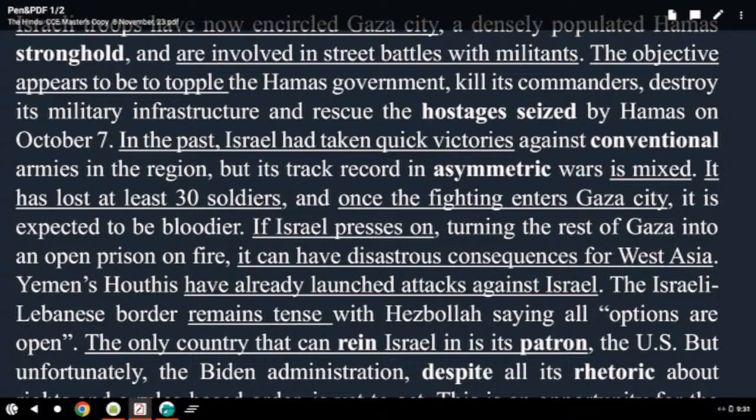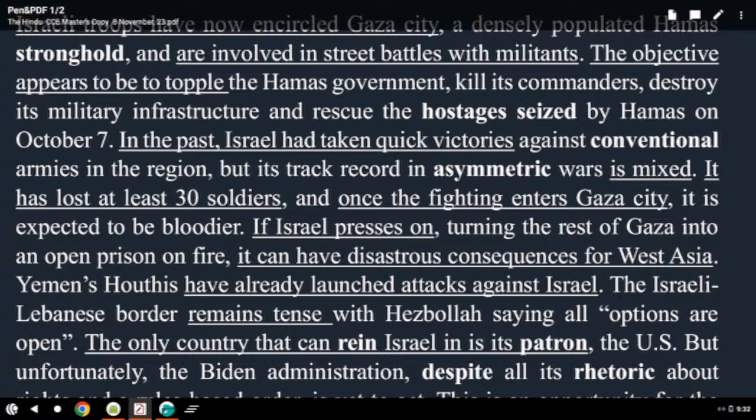But contrasting information, its track record in asymmetric wars. Symmetric, symmetrical, the opposite is asymmetrical, which means both are not the same. Israel is a country, Hamas is a terrorist group, an organization. And the war is in a way asymmetrical. Is mixed. Is mixed means what?